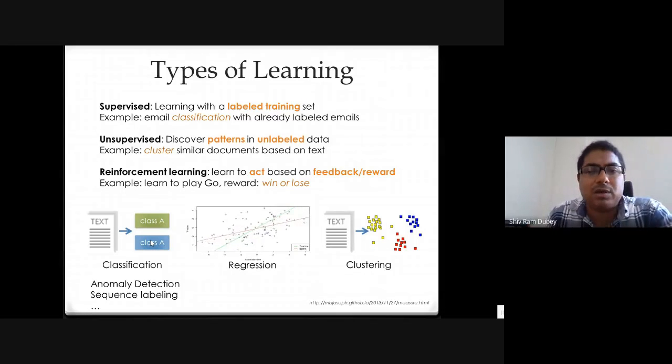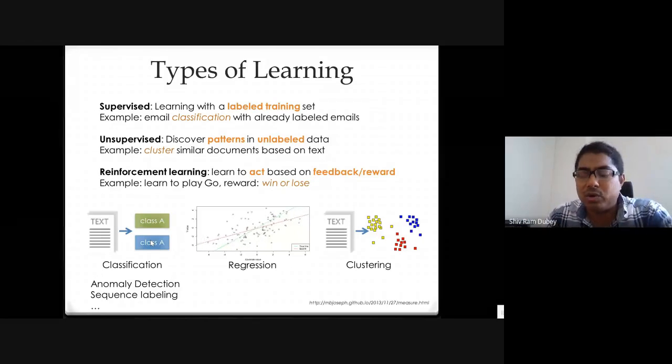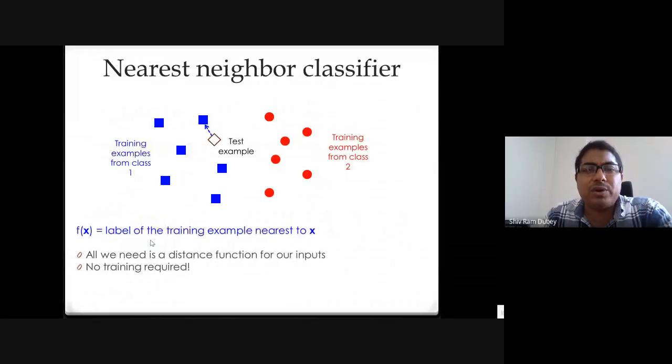Now let's take supervised learning, and through it let's try to understand how we can go forward to the deep learning part. But before going to deep learning, let's have a quick look at the classical ML classifiers. Now we are restricting our discussion to supervised learning. The nearest neighbor classifier is one of the traditional classifiers, and in this particular classifier we have all the training data available with us.